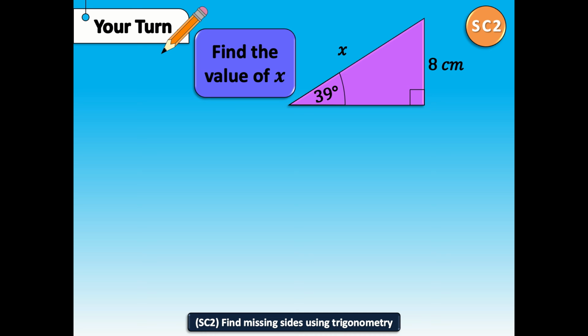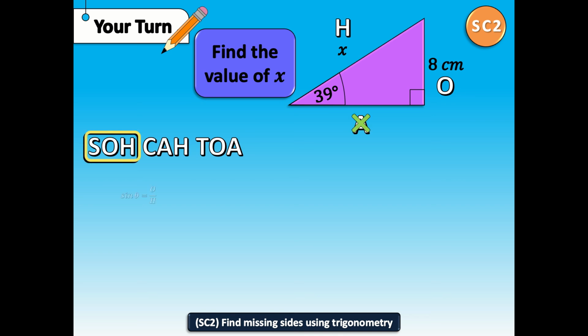So let's have a look at this question. First of all, label up your sides. Then think about SOHCAHTOA. Well, we've got the opposite and we're trying to find the hypotenuse. So we need to use SO. That means we're going to use sin.